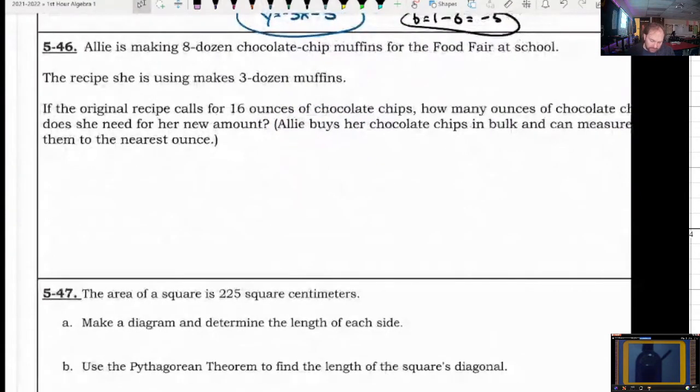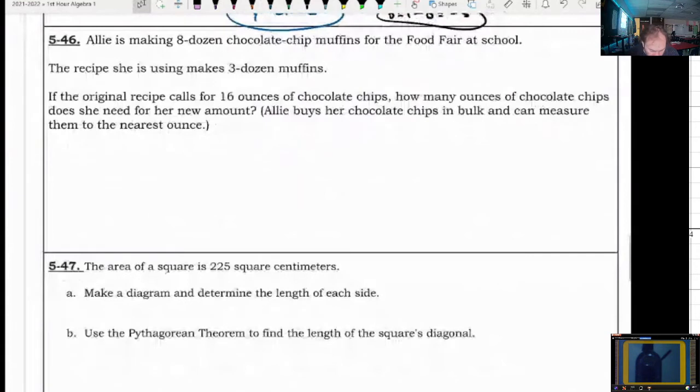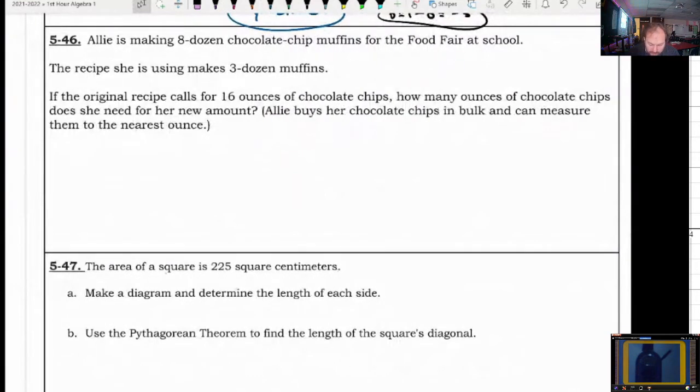The recipe she is using makes 3 dozen muffins. The original recipe calls for 16 ounces of chocolate chips. How many ounces of chocolate chips does she need for her new amount? So, this is kind of like a unit rate question.